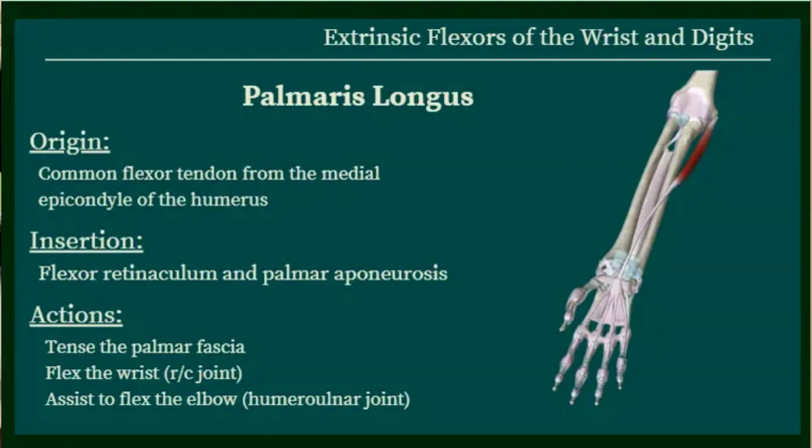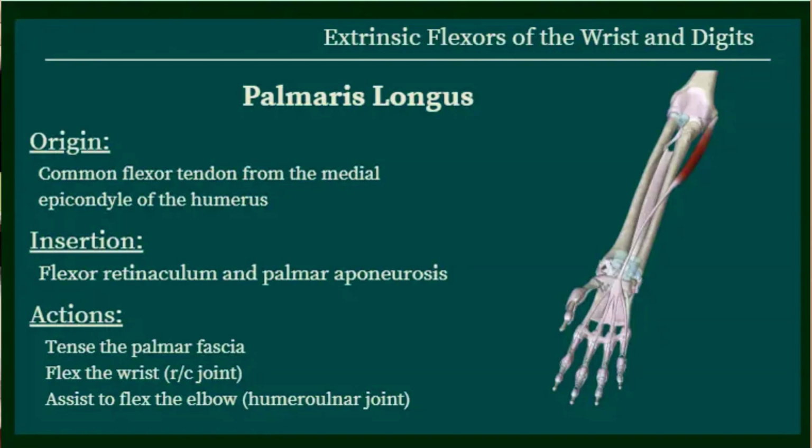Palmaris longus is a really interesting muscle because not everybody has it. About a quarter of the population, a third of females and a quarter of males, don't even have it. It's this muscle that helps you to be able to flex your hand. It attaches to the fascia of your hand inside and helps you to be able to grab things. And it starts out, once again, at that common flexor tendon on the medial epicondyle. There you go. You can feel it. And then it attaches deep inside the hand.